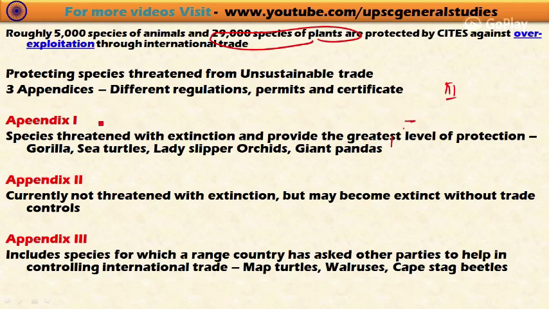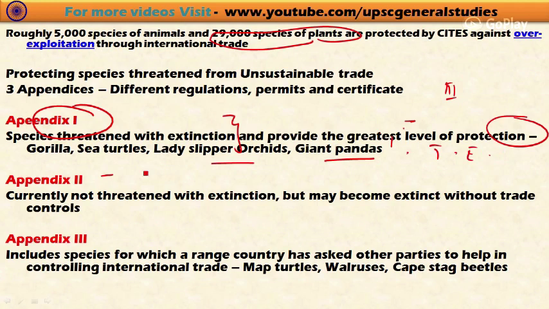Under Appendix 1 are the species of plants and animals which are threatened with extinction, and these plants and animals are provided the greatest level of protection. These include gorillas, sea turtles, lady slipper orchids, giant pandas, tigers, elephants, and other animals. And Appendix 2 includes animals and plants which are currently not threatened with extinction but may become extinct if the trade is not regulated. All those animals are included in Appendix 2 of the convention.